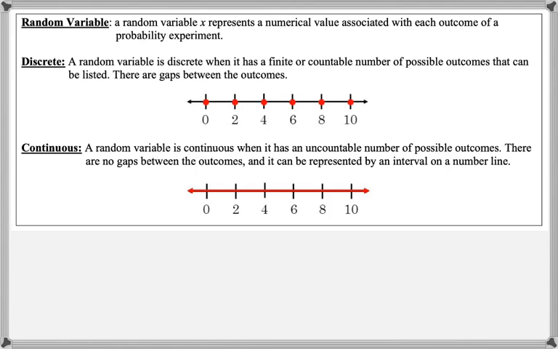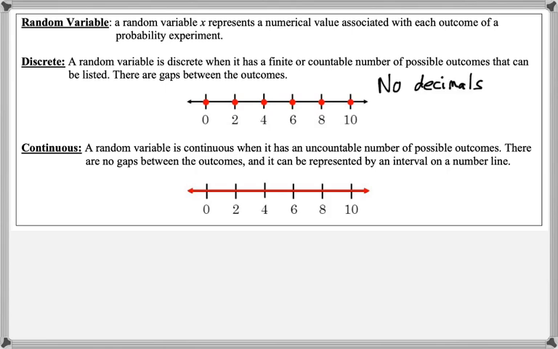A random variable is discrete when it has a finite or countable number of possible outcomes that can be listed. There are gaps between the outcomes. So this is represented on the number line with dots at each of the values. So 0, 2, 4, and so on. This does not include the numbers or decimals in between these numbers.